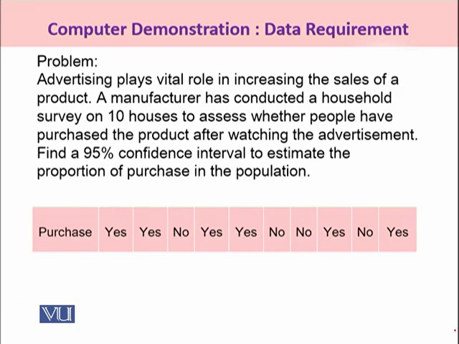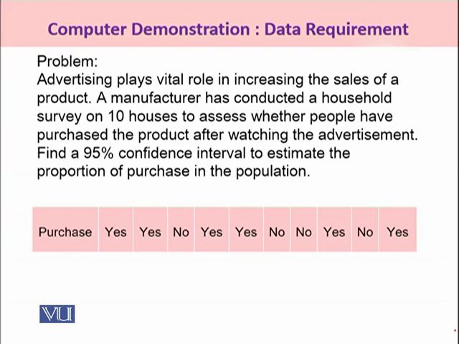The next problem I'm talking about is about an advertising campaign. It states: advertising plays a vital role in increasing the sales of a product. A manufacturer has conducted a household survey on 10 houses to assess whether people have purchased the product after watching the advertisement. So we'll have to find a 95% confidence interval to estimate the proportion of purchase in the population.